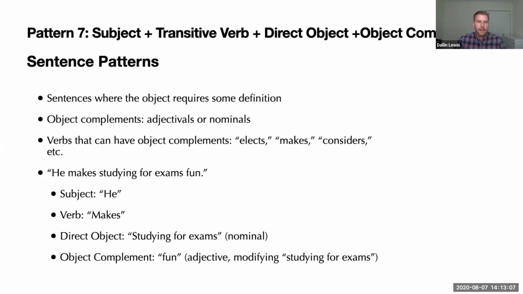For instance, he is a subject, makes, what does he make? He makes studying for exams. Well, what does he make studying for exams to be? He makes them fun. So he makes studying for exams fun. Of course, you don't need the to be verb to connect fun with studying for exams, because that's what makes is doing. Makes is connecting studying for exams with fun, in a sense.